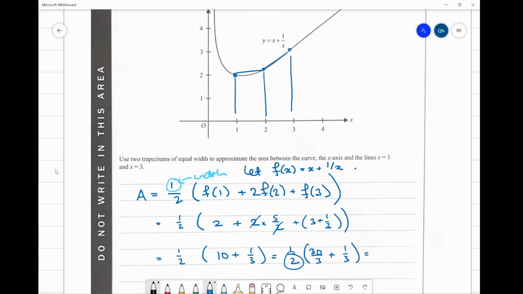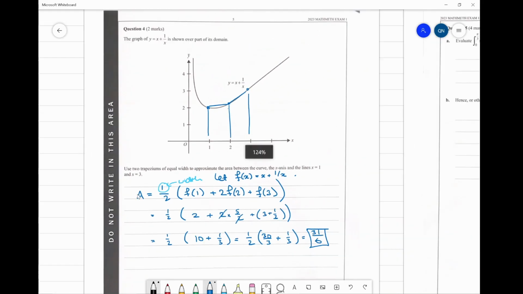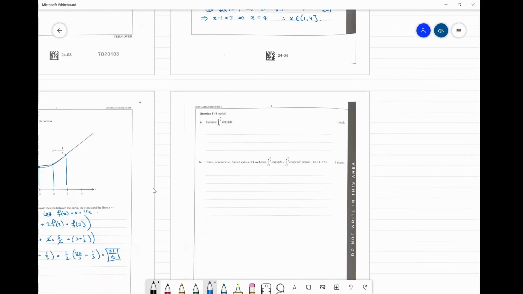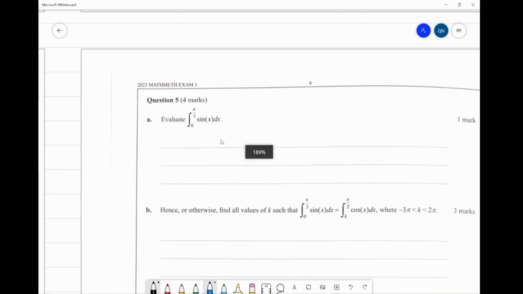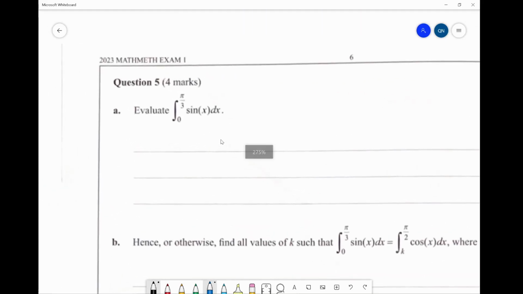And then we have division by 2 over here. So that's going to be 31 over 6. I think that's the answer I got before. Hopefully that's right. Question 5. We have a nice integral question. It's just the integral of sine. Good job, VCAA.